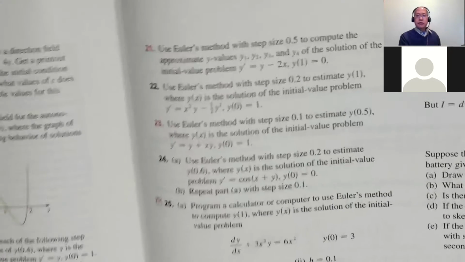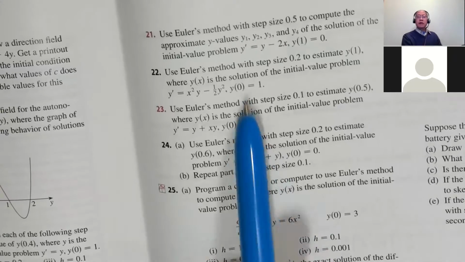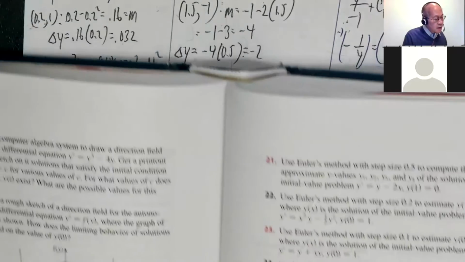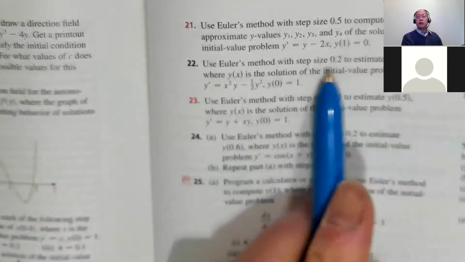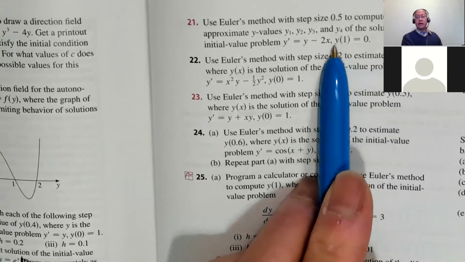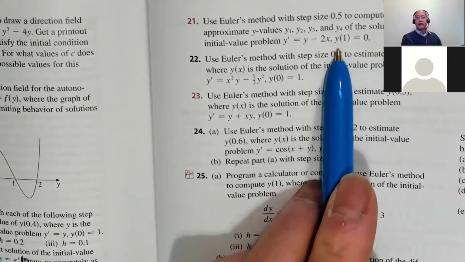Okay, you know you're going out to 2, and how do I know it's 2? Because you start at 0. Sorry, I take it back. You start at 1 this time. Say y of 1 is 0. So I go from 1 to 1.5, 2, 2.5, and 3. So I'm going to end up at 3 for x.